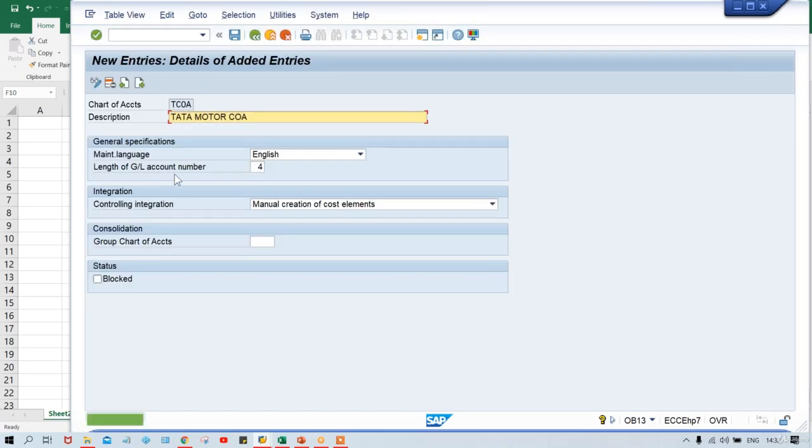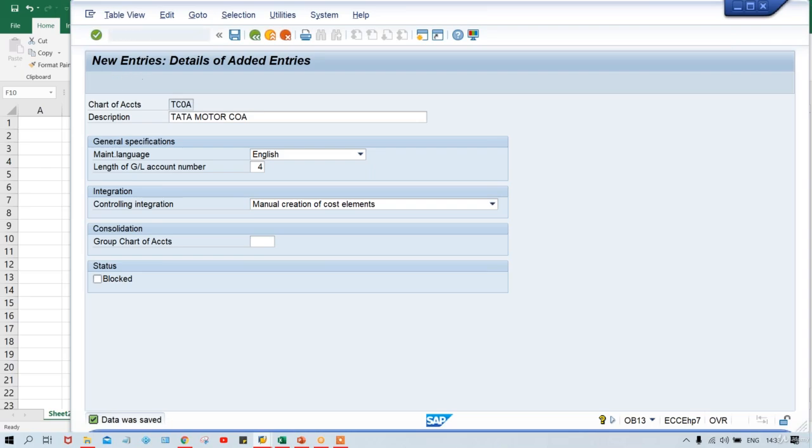So now here what I have done, I have created my chart of account. This chart of account I have created for Tata Motors, that I know, and even you guys also know. What about SAP? How will SAP come to know, guys? SAP will come to know only if you assign this chart of account to your company code. So you just do one thing.